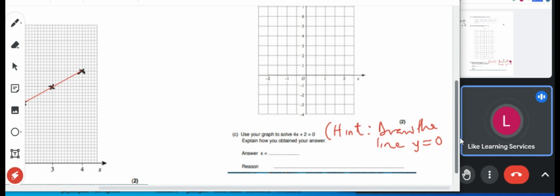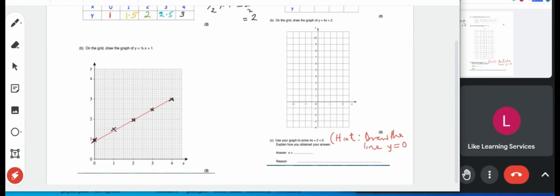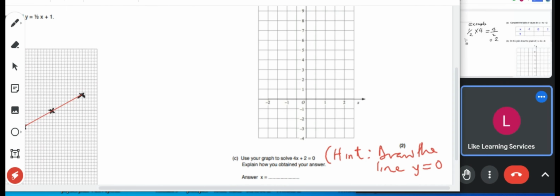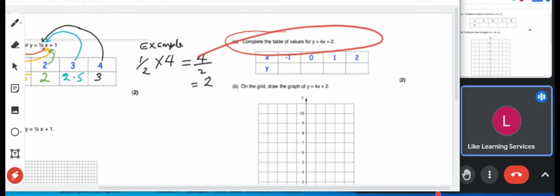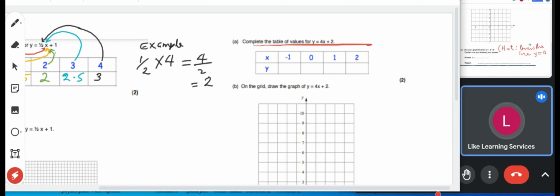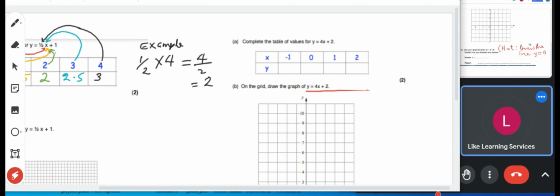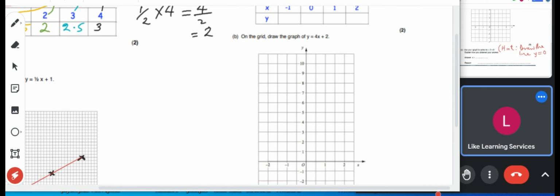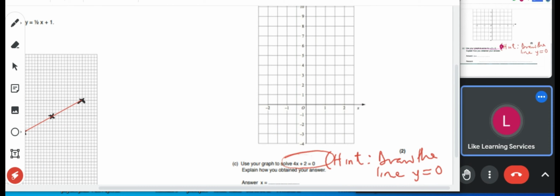So this question, you practice it. Let me zoom it out a bit. It's not clear enough. This is the question. So you complete this, you draw this table of values. Say complete the values of y equal to 4x plus 2. You draw the table of values and you plot the graph y equal to 4x plus 2. You draw the graph. And then it says use your graph to solve the equation 4x plus 2 equal to 0. To solve what equation? 4x plus 2 equals 0.